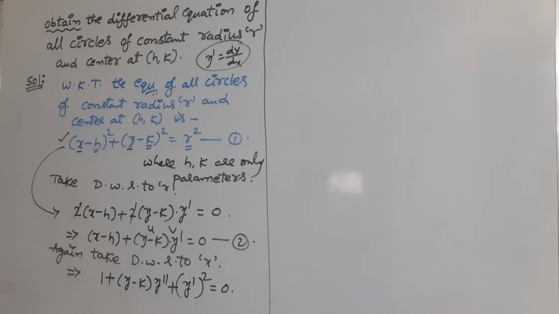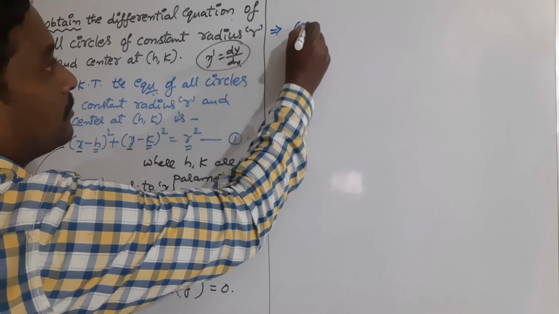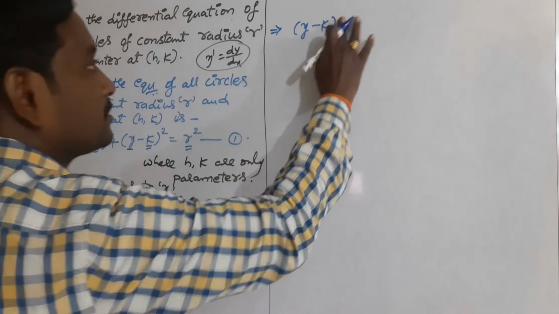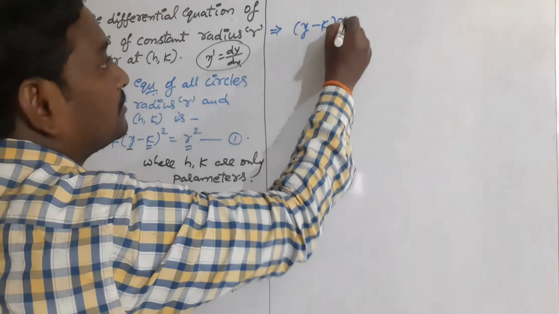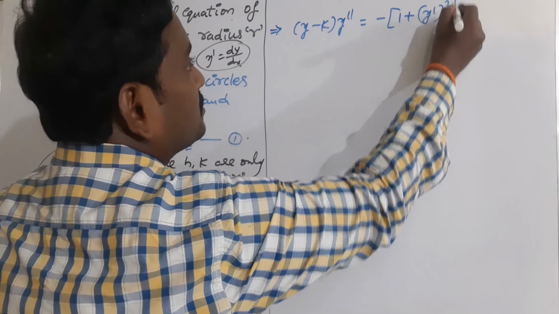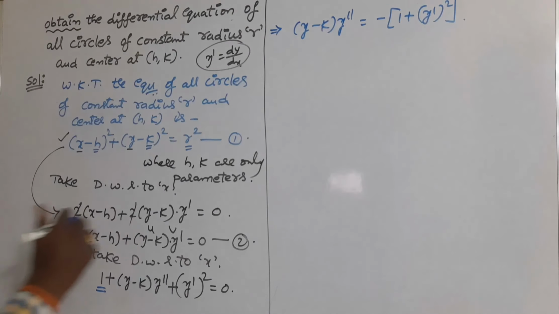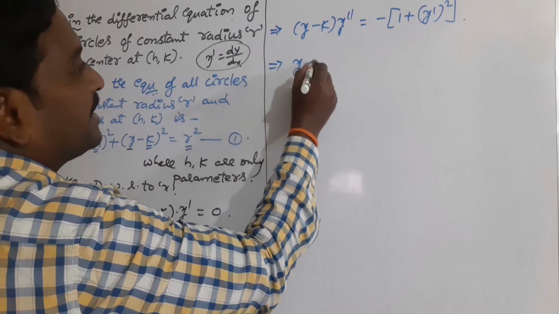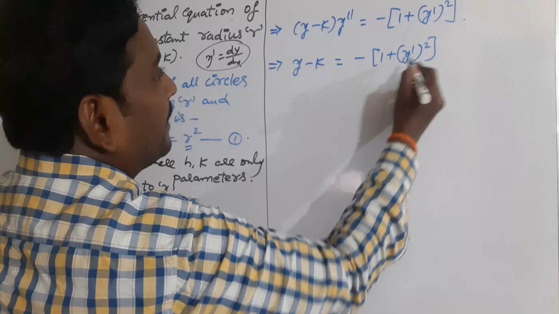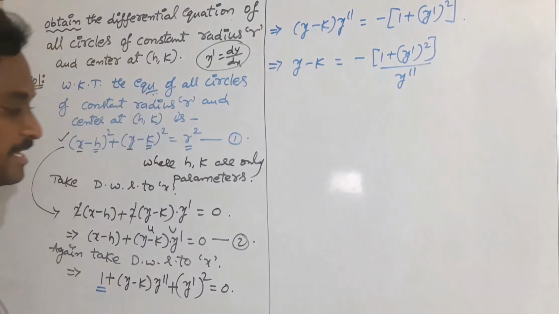From this obtain the value of y minus k first. Transform the plus 1 to the right side, and y dash whole square is also moved to the right side. So you will get y minus k into y double dash is equal to minus of (1 plus y dash whole square). From this, what is y minus k? It is minus of (1 plus y dash whole square) by y double dash. Take it as equation number 3.